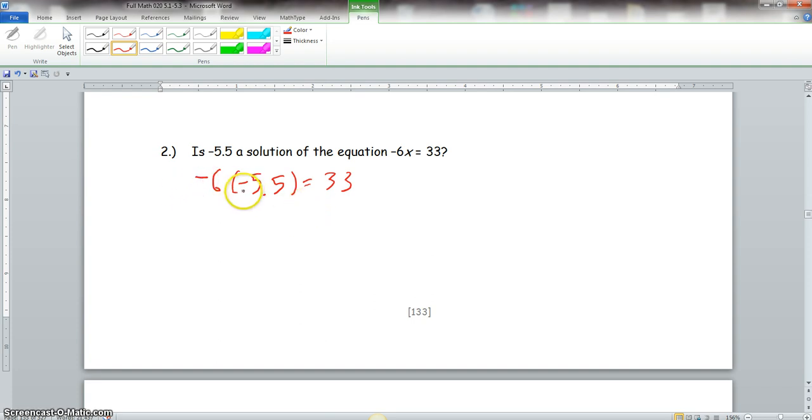First of all, a negative times a negative is positive. So now we'll disregard this decimal and we'll take 55 times 6. 6 times 5 is 30. We have our 0, carry our 3. 6 times 5 is 30, plus 3 is 33. Now we have 1 digit behind the decimal, so this would be 33.0, which we know is actually just 33. So 33 does equal 33, and our answer is yes.